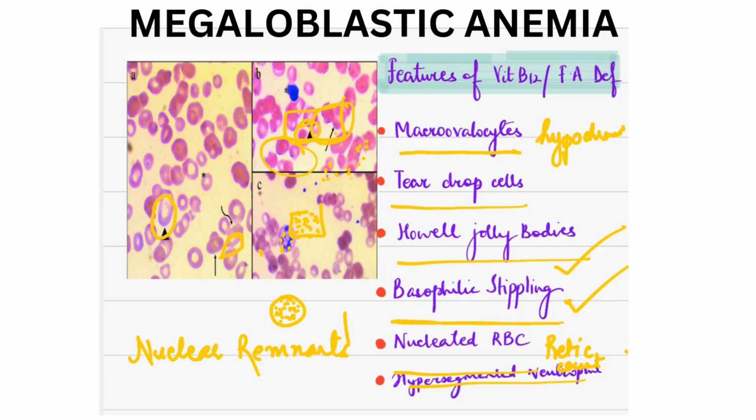For example, there is just one. Can you say that this is hypersegmentation of neutrophil? No. It should be more than 5% to say that hypersegmentation of neutrophils is present, and then you start looking for megaloblastic elements here and there. Okay, so just a small revision: macrocytes, teardrop cells, Howell Jolly bodies, basophilic stippling, nucleated RBCs, and hypersegmented neutrophils.